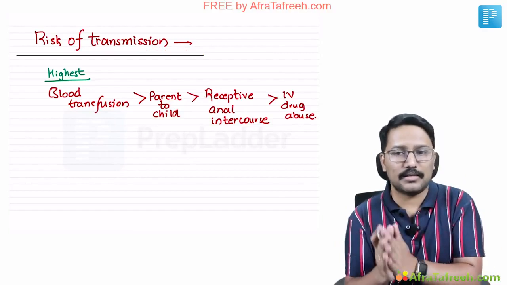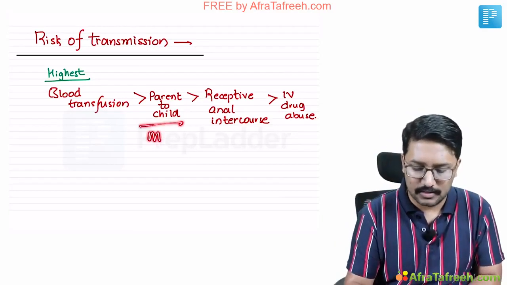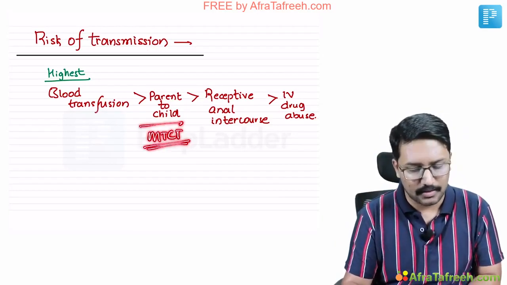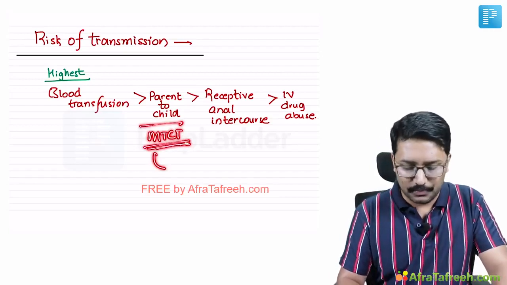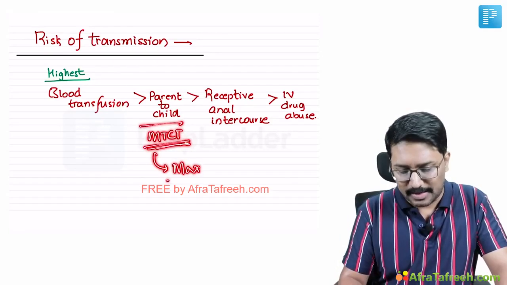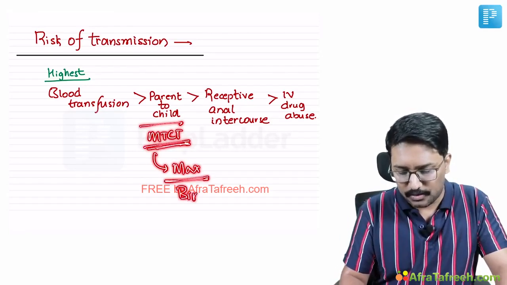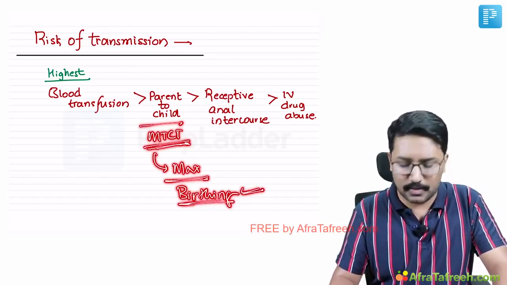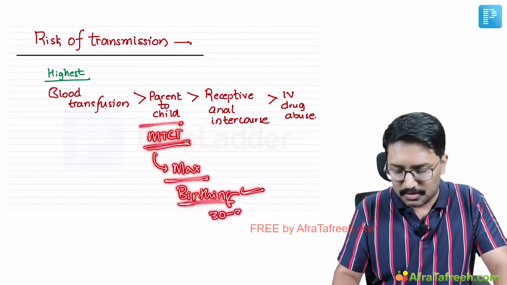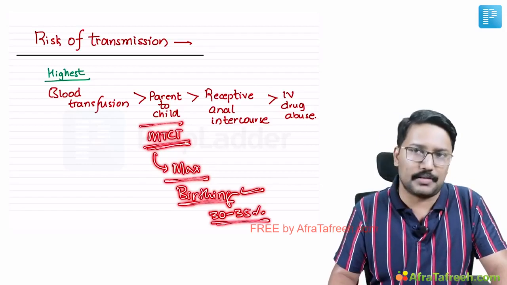Okay, then in the list comes mother to child transmission, right? When we talk about mother to child transmission, we clearly know the maximum risk is during birthing or during delivery, right? That is the time of maximum risk. So here the risk of transmission is 30 to 35%, right?